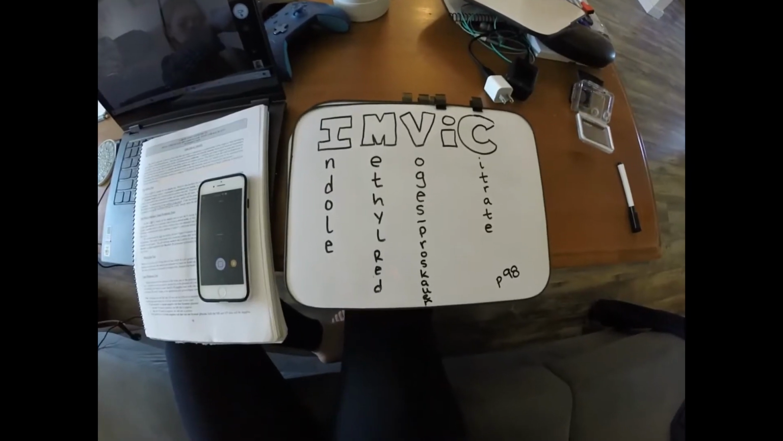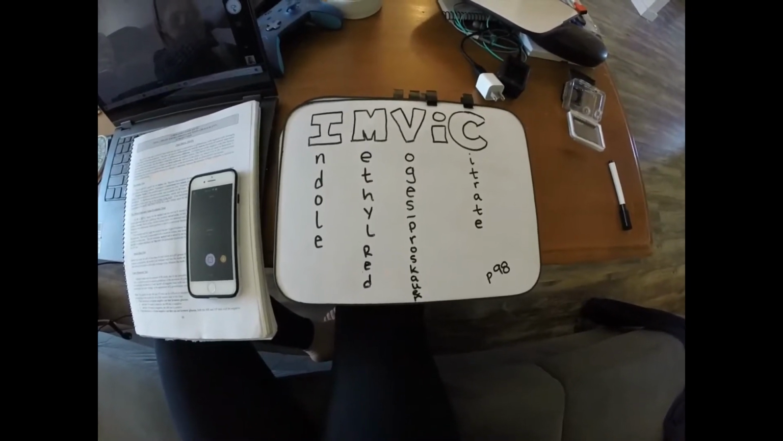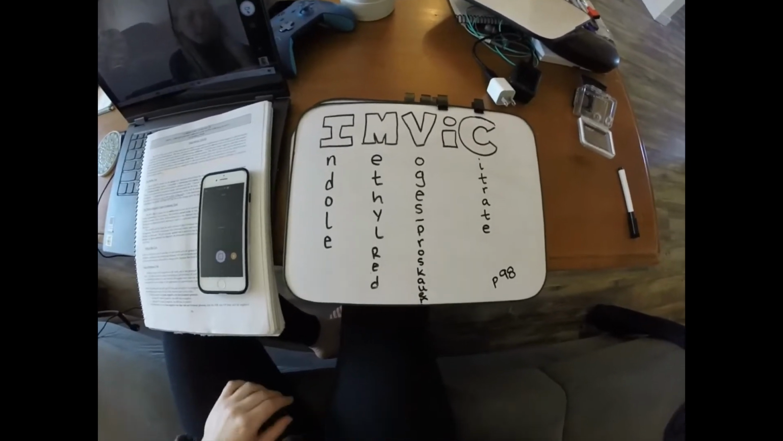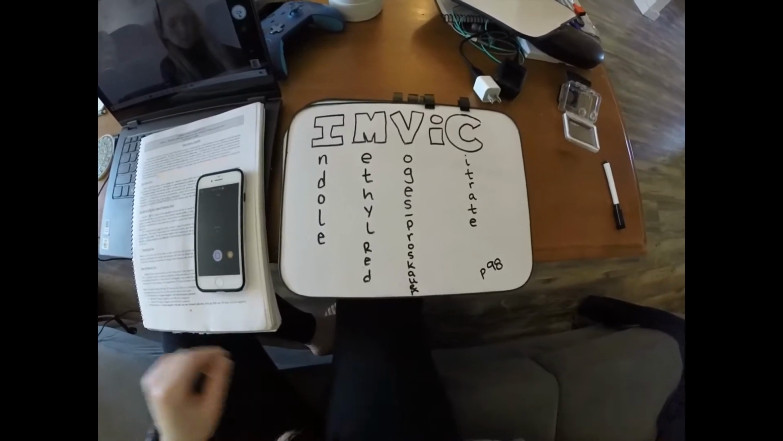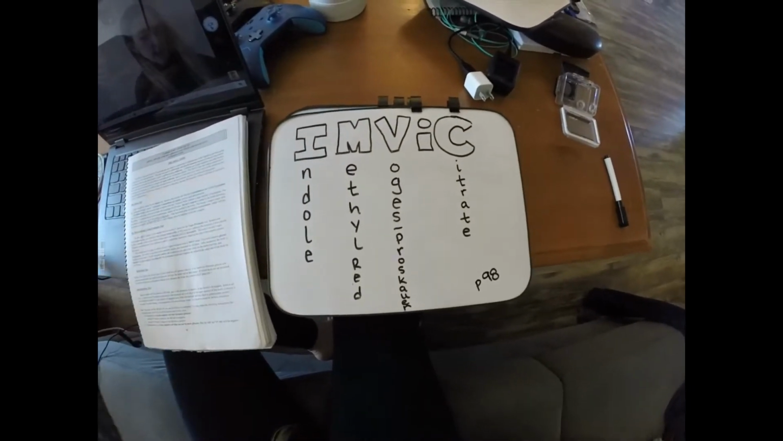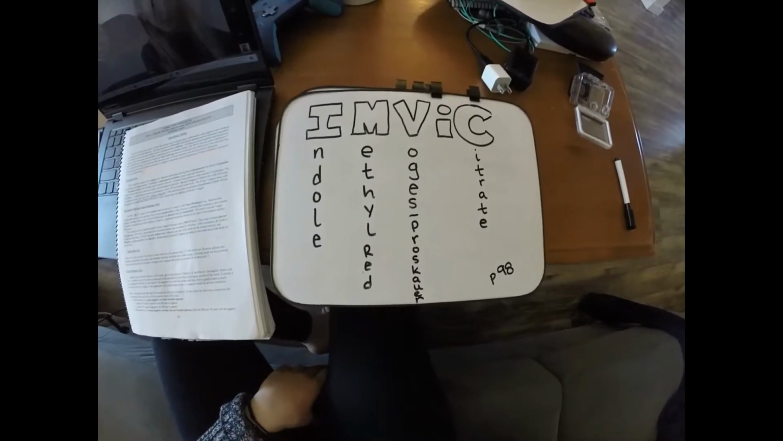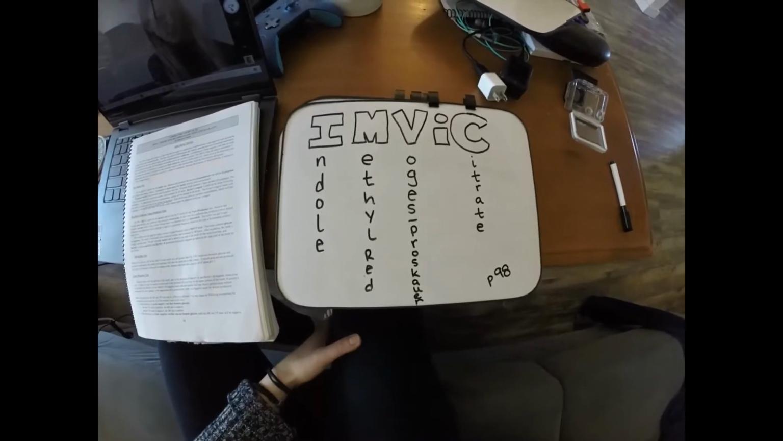Cool, so let's start with Lab 9. This is all filmed on my GoPro, so if you see a chunky finger in there, it is mine. Let's start off with the IMViC tests. They made this lovely, nice acronym. You can read more about what these tests are used for in your book on page 98. But let's go through each one.